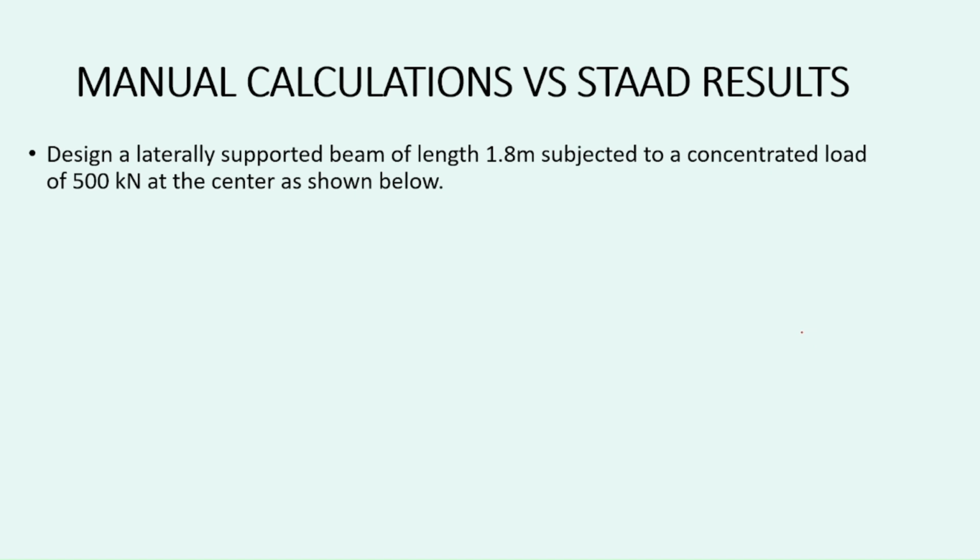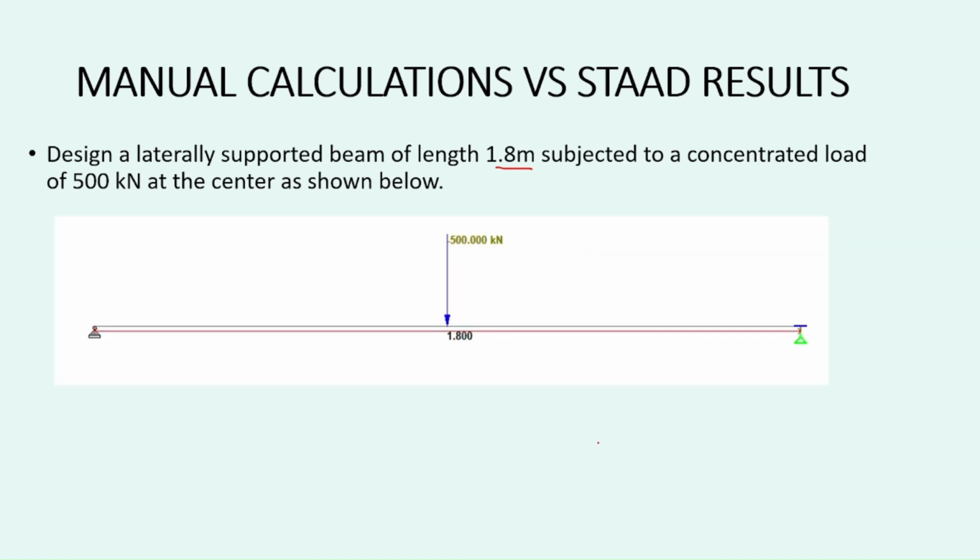So here I am taking an example of a laterally supported beam of length 1.8 meter, and it is subjected to a concentrated load of 500 kilonewton at the center. So this is a beam. You can see that the beam is laterally supported over here. It is restricted from moving in the lateral direction. I will show this in STAADPro as well, and we need to design this beam.